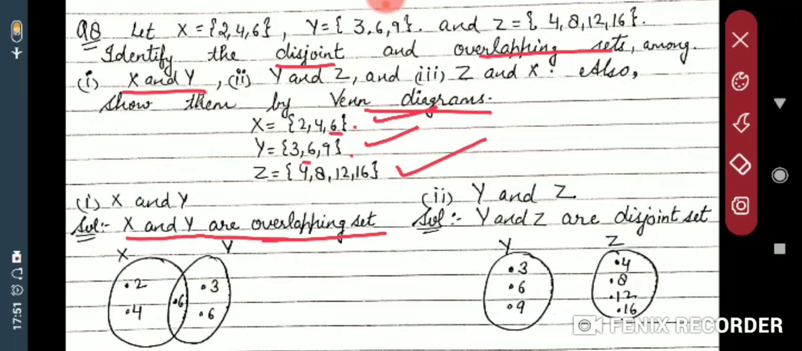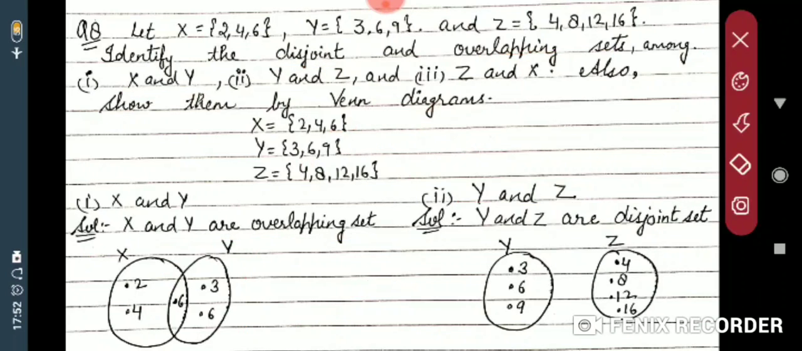So how you can represent them by the Venn diagram? First you will mention here 6 because 6 is present in X as well as Y. The remaining elements 2 and 4 in X, and in Y 3 and 9. Now next Y and Z. Is there any element that is common between Y and Z? No, there is no common element. So Y and Z are disjoint set and we will represent it like that because no common element is there. The elements of Y are 3, 6 and 9 and the elements of Z are 4, 8, 12 and 16. Understood?